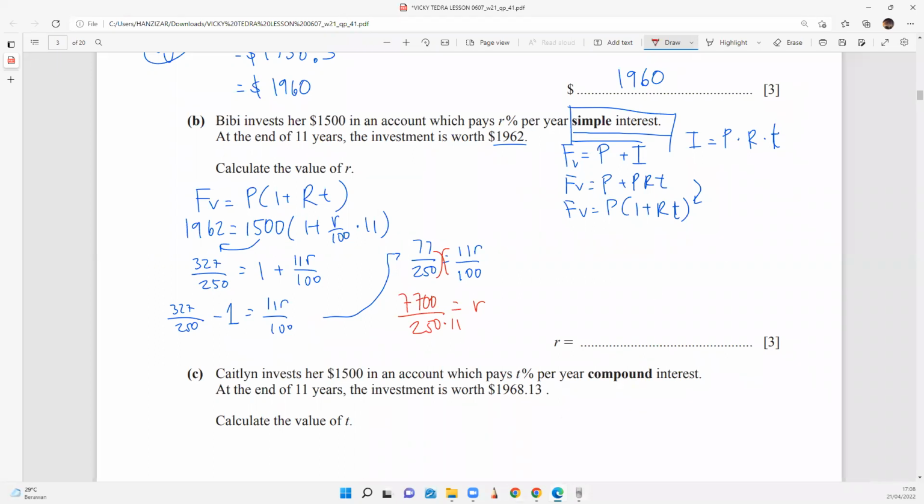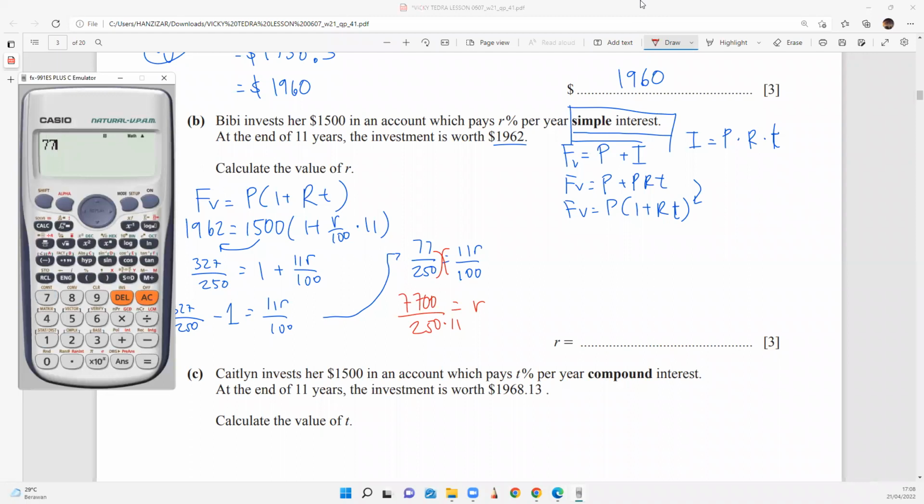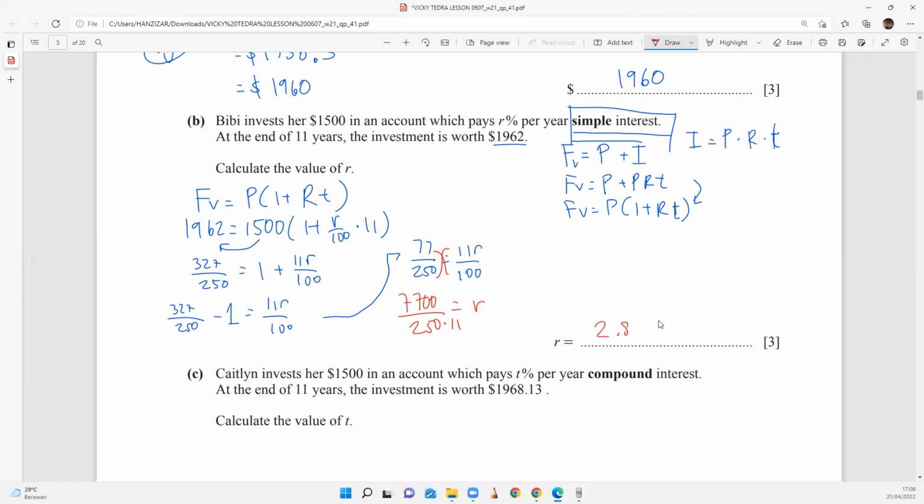So let's do the calculation. 7700 divided by 250 times 11, right? 14.5% or 2.8%. Okay, do you get the idea, Tedra? Any questions so far?